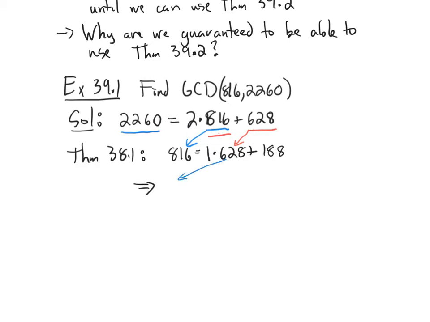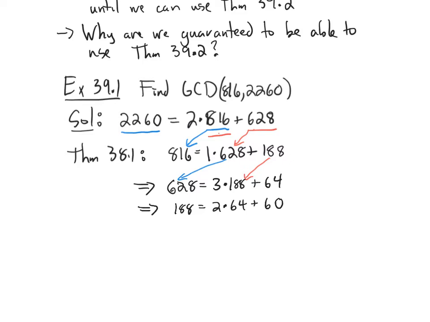The divisor becomes the new dividend, so that is 628. And 188, our remainder, becomes our new divisor. So how many groups of 188 can we make with 628? We can make 3 groups with 64 left over. We keep going. So we can write 188 as 2 groups of 64 with a remainder of 60.